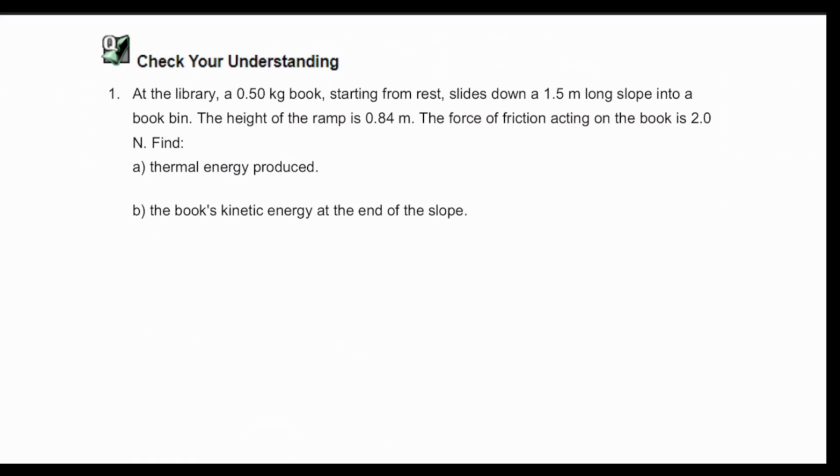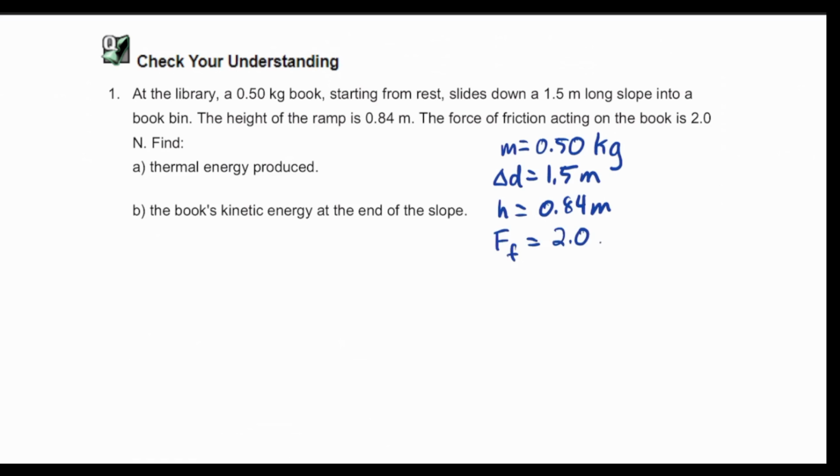And we are asked to find the thermal energy produced and the book's kinetic energy at the end of the slope. Once again, I'm going to start by identifying my variables right away. So I have the mass of the book is 0.50 kilograms. I know the length of my ramp, or the length of my slope, is going to be 1.5 meters. So that's going to be my displacement, 1.5 meters. I know the height of the ramp is 0.84 meters, and the force of friction acting on the book is 2.0 newtons.